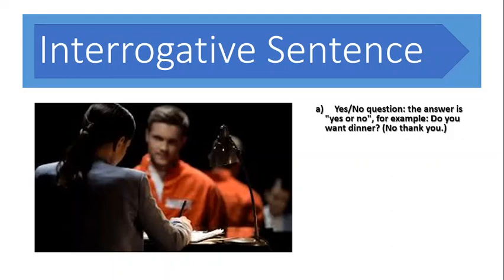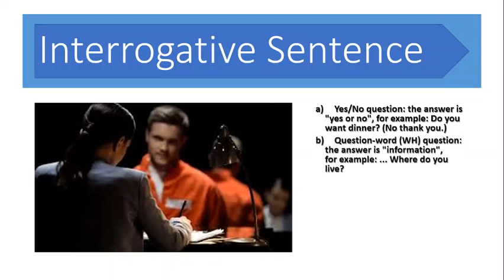The second one is the WH question. These questions are called the question word elements. This is the WH: who, when, where, why, and how. So the answer to these questions gives information. Who is the president of the country? You will give it.